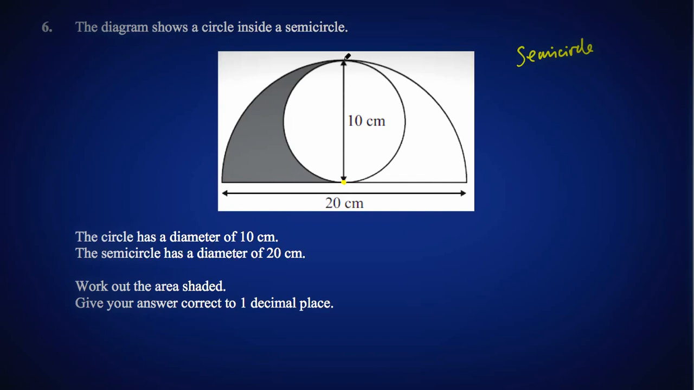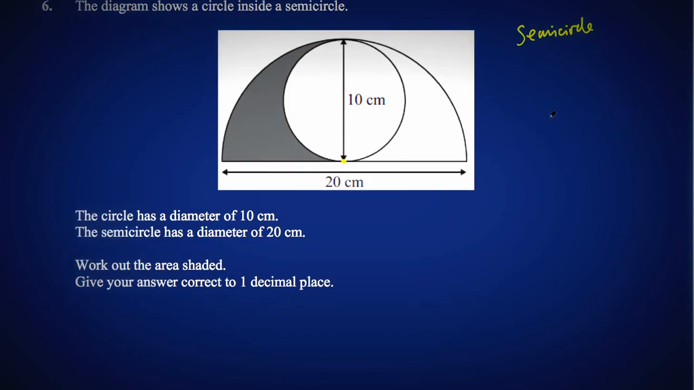Work out the area shaded, so I need to find out the area that is not within this circle, but that is within the semicircle, and then divide that area in half to find the shaded area. So, area of a circle is given by pi r squared. In this case, my radii are 10 centimeters for the semicircle and a radius of 5 centimeters for the smaller circle.